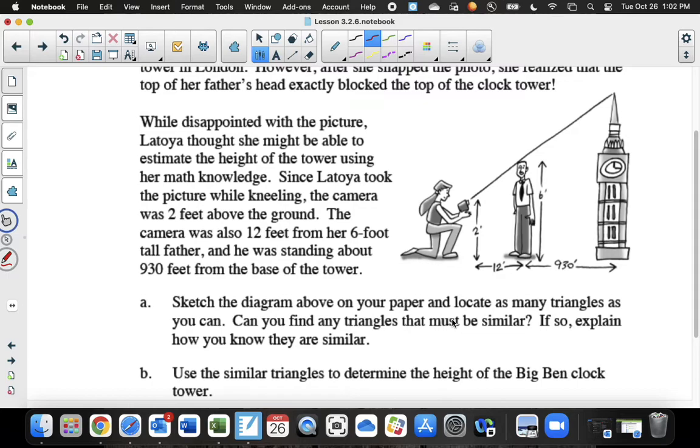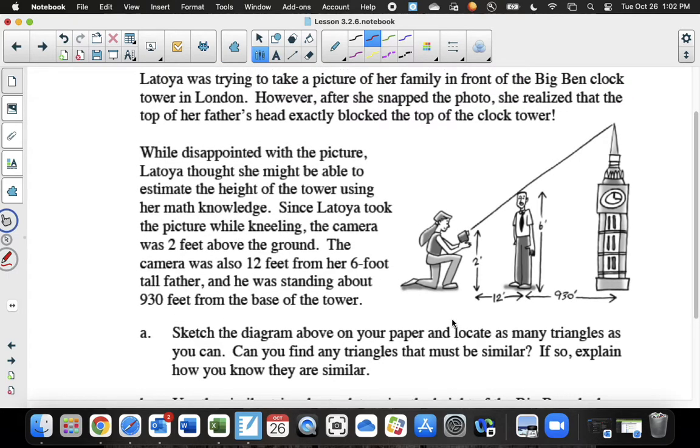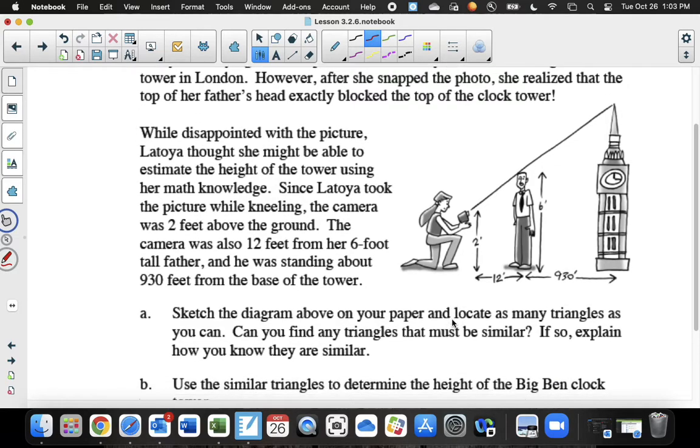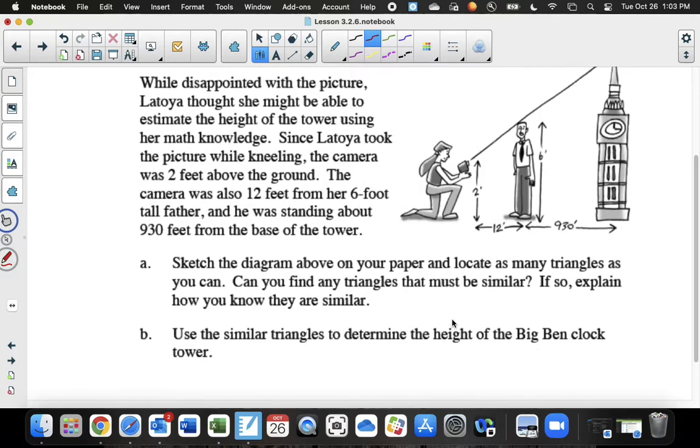All right, here's the next problem. Here's our next opportunity, our next super realistic problem, okay? So LaToya was trying to take a picture of her family in front of the Big Ben clock tower in London. However, after she snapped the photo, she realized that the top of her father's head exactly blocked the top of the tower. Couldn't see a thing. All she got was her dad. So while she was disappointed with the picture, LaToya thought she might be able to estimate the height of the tower using her math knowledge.